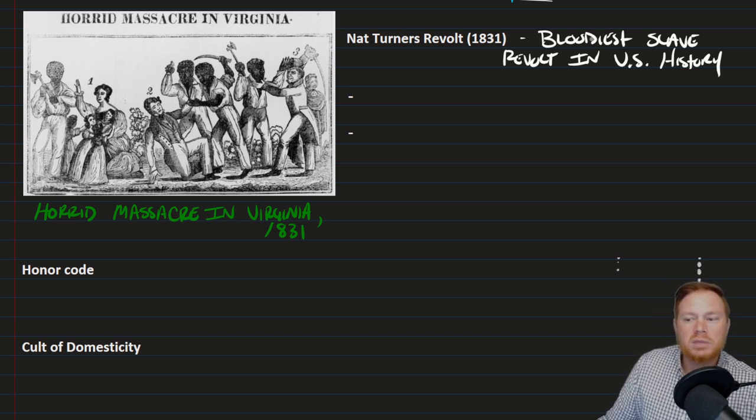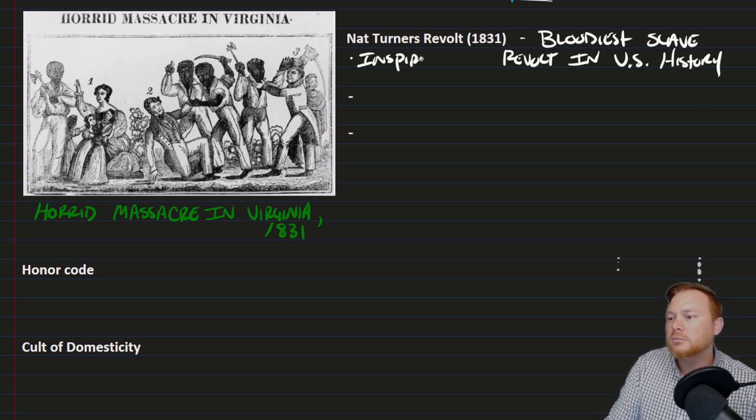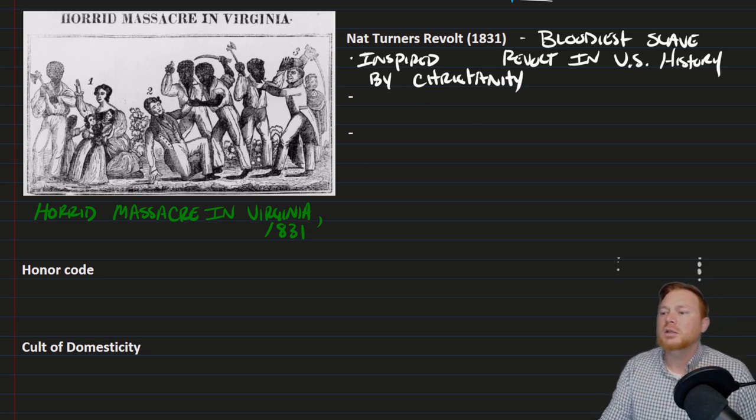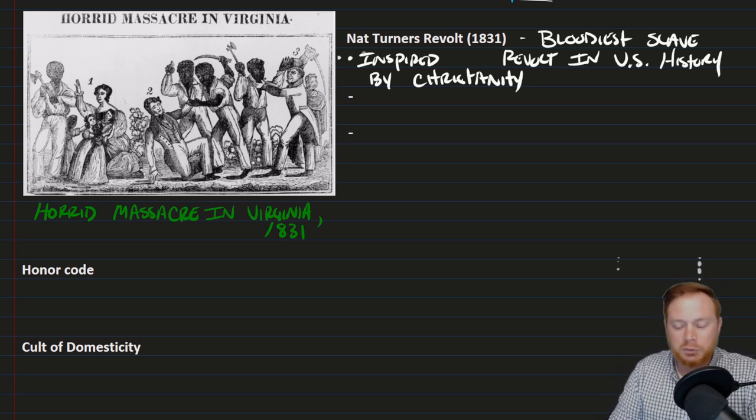Now, what's relevant here to Nat Turner is that Nat Turner was inspired by Christianity. He was very much familiar with the message of Christianity, and in part, it was used to fuel his revolt. He was especially drawn to the parts that talked about the end of days and how good would fight evil. And in his revolt, he believed that he was doing, in some sense, God's work.